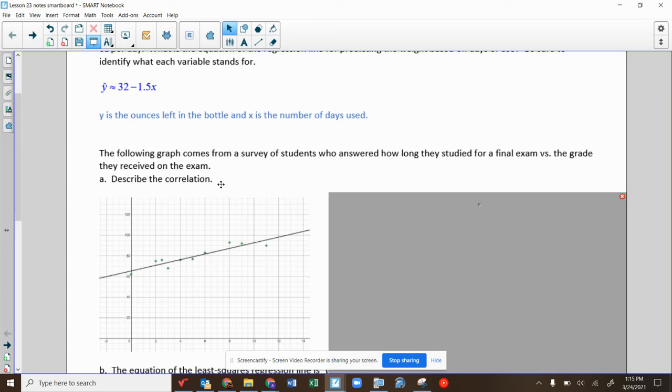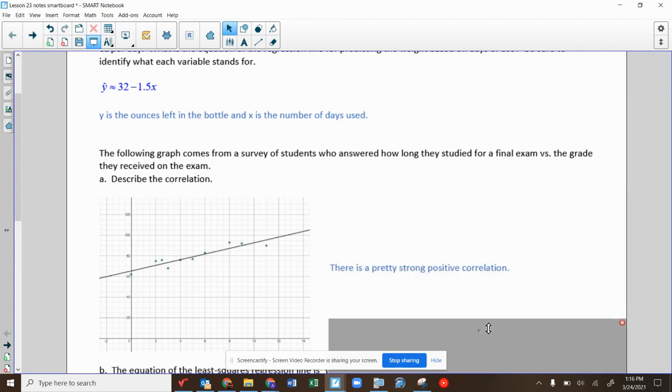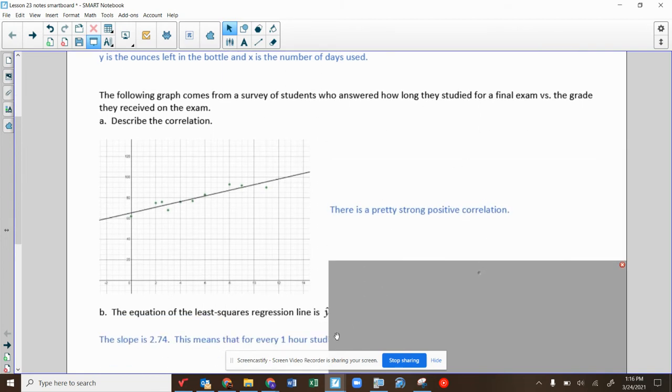I want you to describe the correlation without knowing anything about the numbers of the equation, just strictly based off of the graph. So this one looks pretty strong, positive correlation to me. So that's what I answered on that.